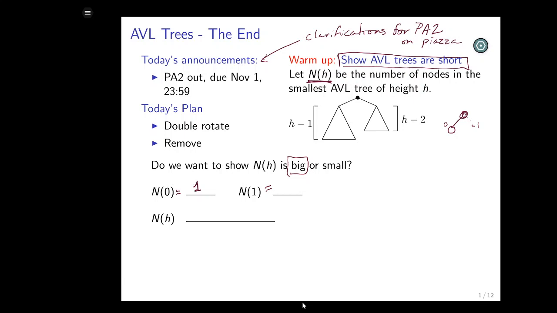And its height is 1. So this is 2. Certainly it can't be 1, because if it was only 1, then there wouldn't be enough to make height 1. Anyway, so it's 2. What is n of h? That's what this picture is about. What do you know about the children of the root of an AVL tree that's the smallest AVL tree that has height h? What do you know about those children?